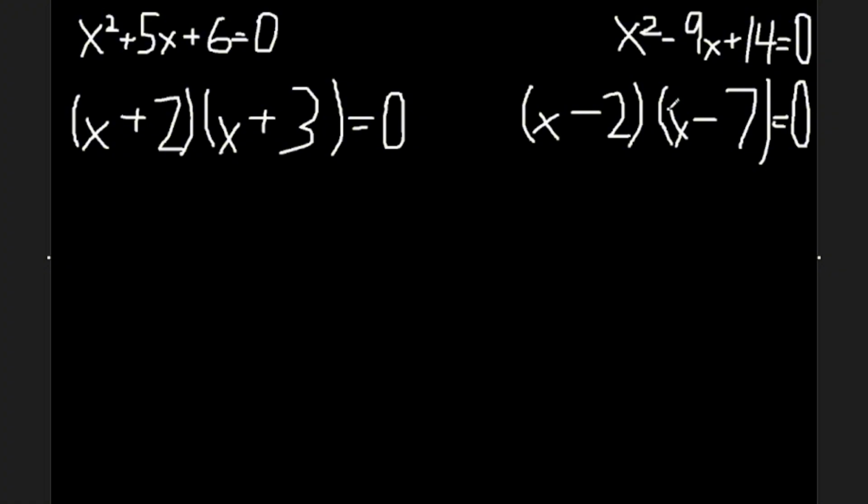But wait, how do we know we got those two correct? Let's test it. For this, I'll use the FOIL method. FOIL stands for first, outside, inside, and last method. So, let's start with first. x times x equals x squared.